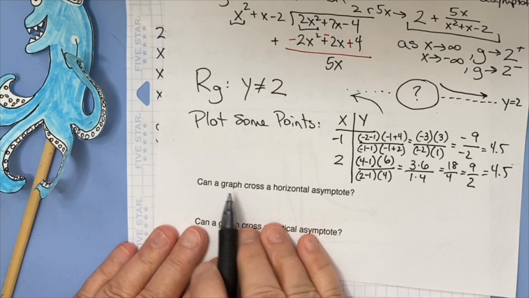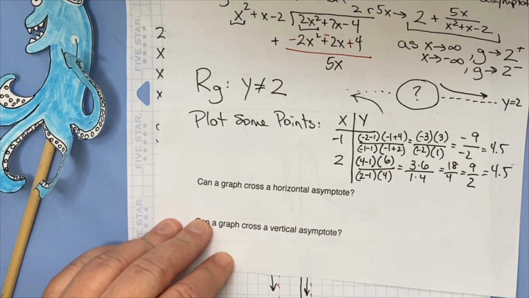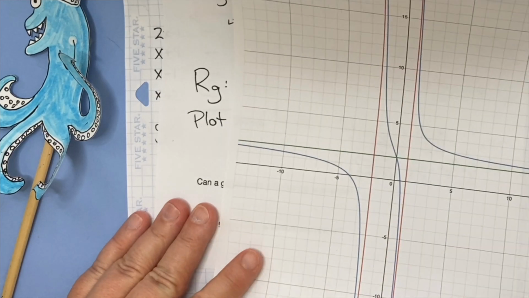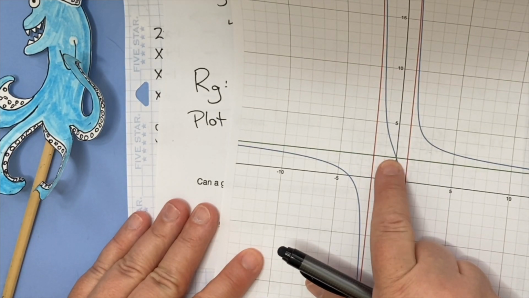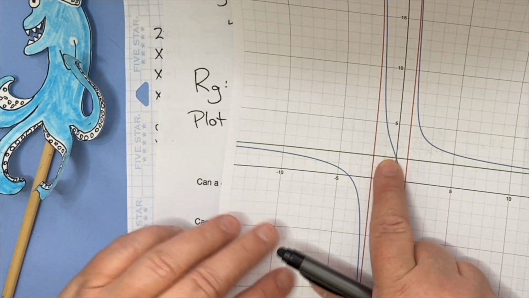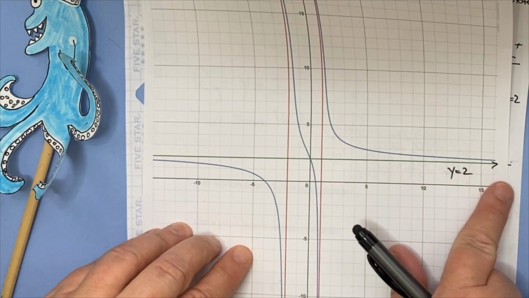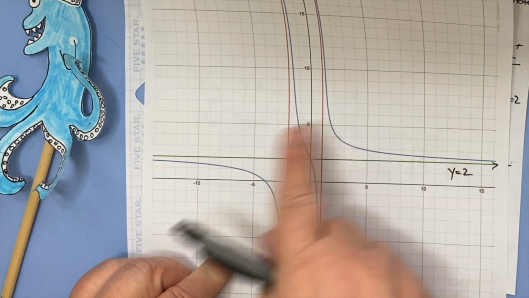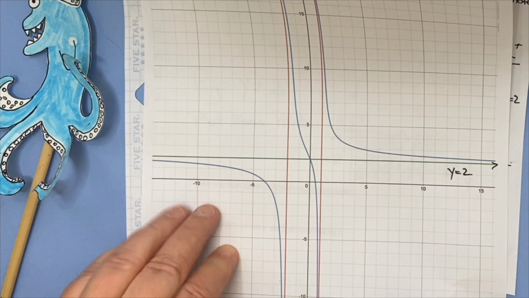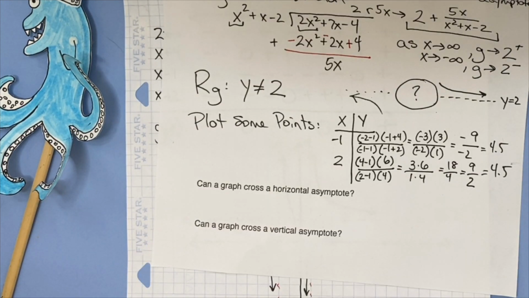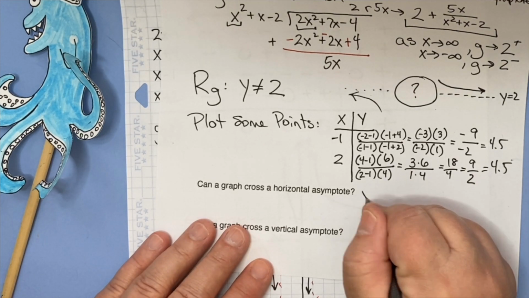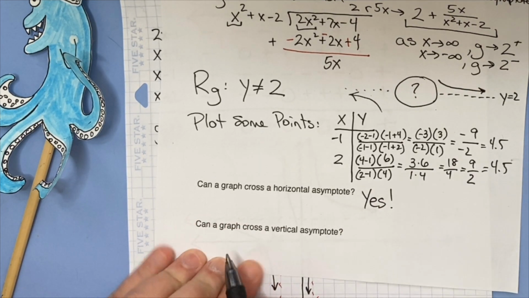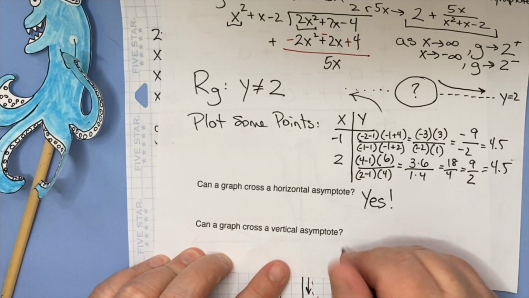So, what are the questions at the bottom of the page? Can a graph cross a horizontal asymptote? Yes. Horizontal asymptotes are tendencies as x gets very, very big or very, very negative. In the middle, all sorts of shenanigans can happen. So can a graph cross a horizontal asymptote? Yes. Can a graph cross a vertical asymptote?